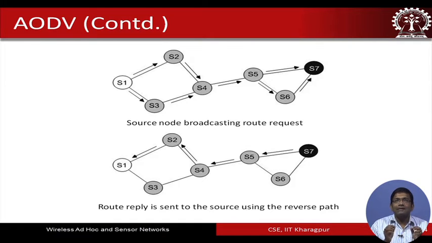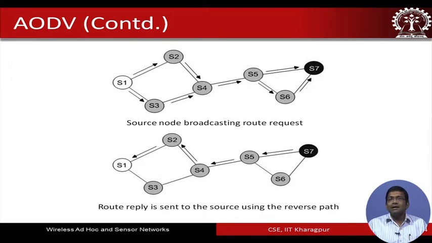AODV basically has tables, and these tables will maintain the information about what are the neighbor nodes, so that neighbor information can be used to send the reply back. So, S4 for instance knows that it received the packet from S2 and it will store in its routing table that it had received the packet from S2, so that once it gets a reply back from S5, it knows where to send it back. So, it will send it back to S2 because it was already stored in its routing table.